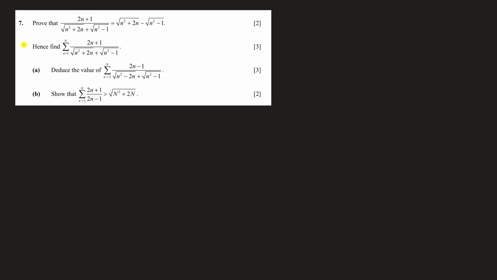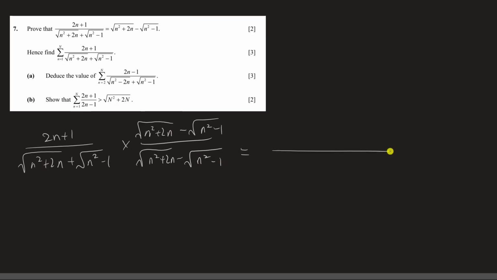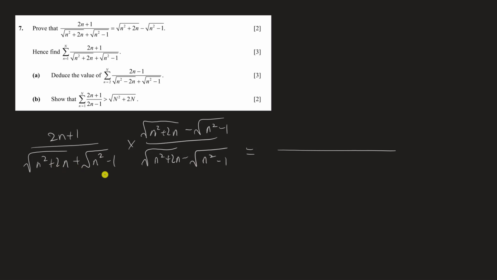Prove that this fraction is equal to this difference in two square roots. One look, we know we should rationalize it. So let's see, 2n plus 1 over root n squared plus 2n plus root n squared minus 1. We should rationalize it with the conjugate of the denominator, root n squared plus 2n minus, everything else the same. What this will give us at the bottom would be the difference of a squared and b squared, simply n squared plus 2n minus n squared minus 1. Above we will get 2n plus 1.